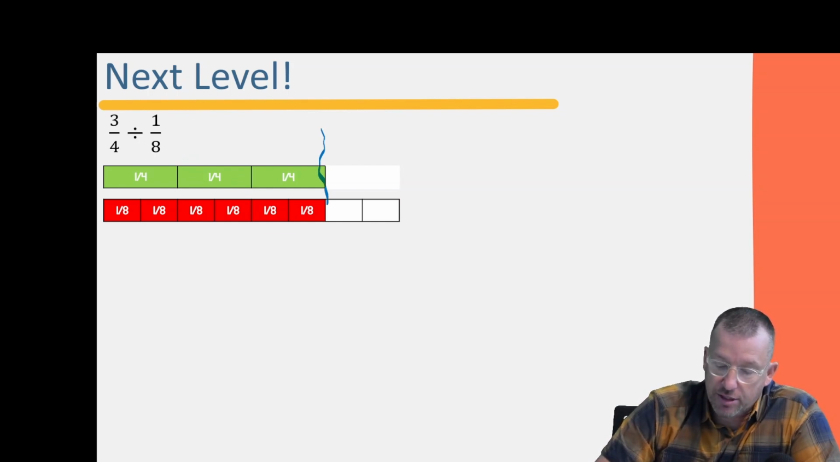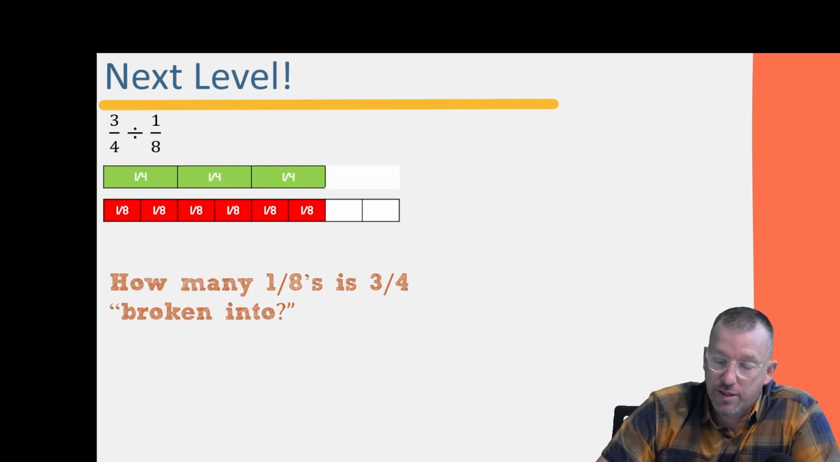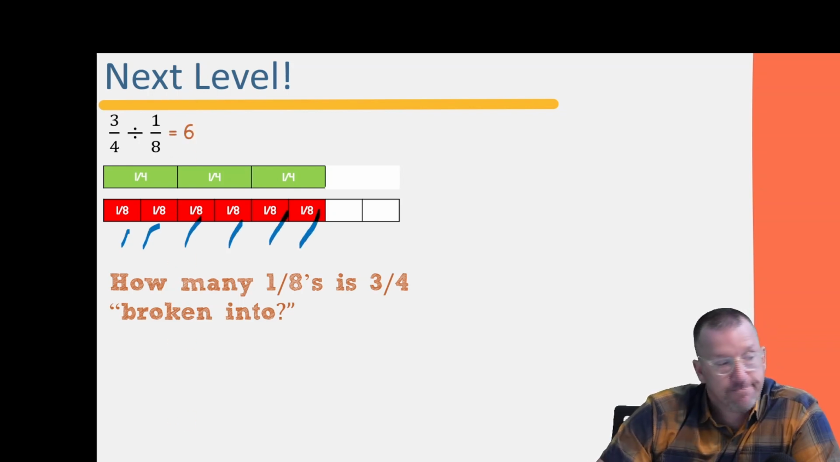And then we could ask ourselves, how many eighths is 3 fourths broken into? Well, what do you see? 1, 2, 3, 4, 5, 6. So the answer is 6.